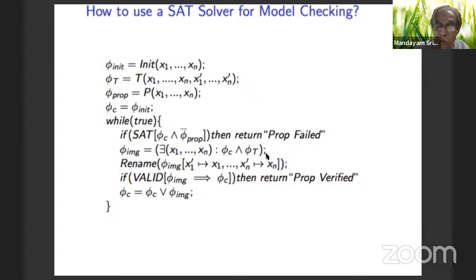Of course, that can have an explosion in the size of the CNF, but I'm saying in principle you can do that. I'm not saying that this is what you should do, but just as a theoretical concept. I mean, you could eliminate that. Then you do the renaming, to prepare it, and then you check if you've reached the fixed point.